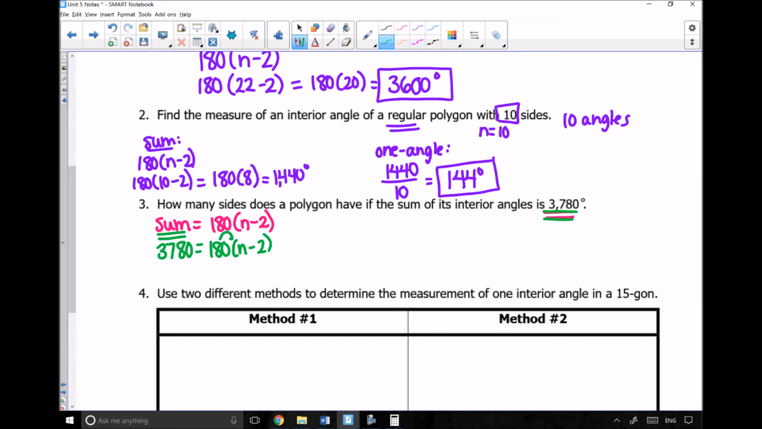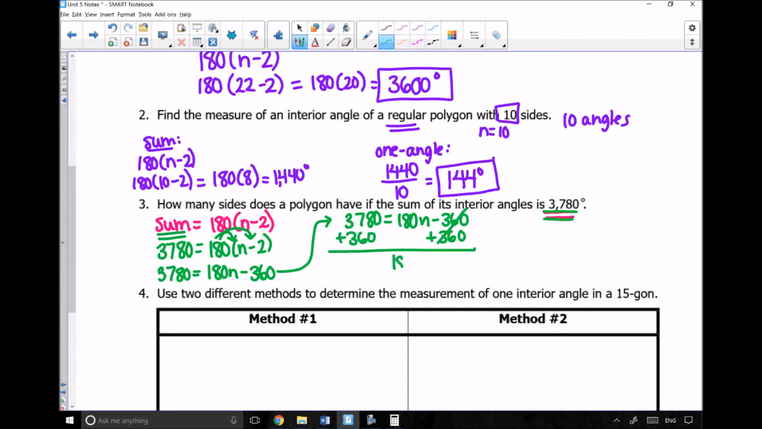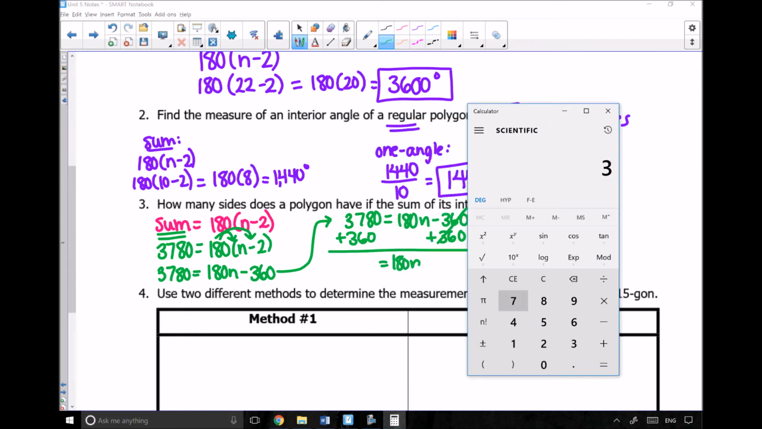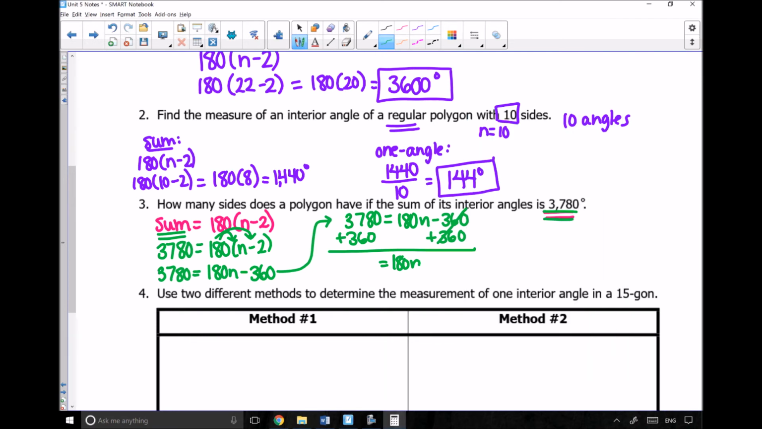Now it's just a regular equation that I have to solve. So I would do 3,780. When I distribute the 180, I get 180n. And then when I distribute the 180 to the negative 2, I get negative 360. I'm just going to rewrite this up here because I'm running out of room. So now I'm going to add 360 to both sides. And I end up getting 180n is equal to, and let's add this together, 3,780 plus 360, which is equal to 4,140.